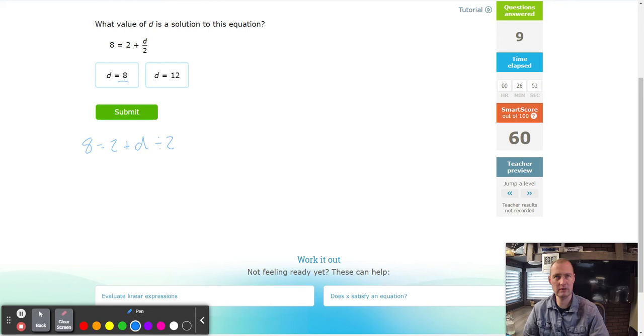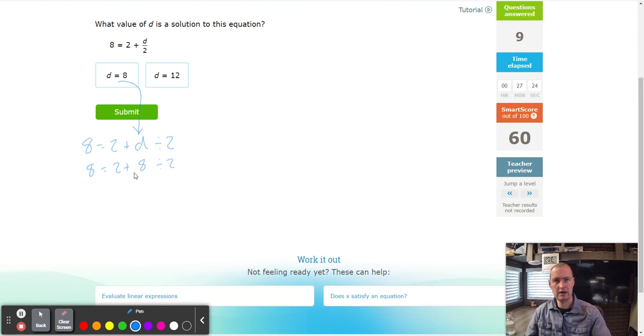All right, what do we got? We need d equals 8. We're going to try d equals 8 first. So we're going to change that d into an 8 and see if it works out. So I got 8 equals 2 plus 8 divide 2.